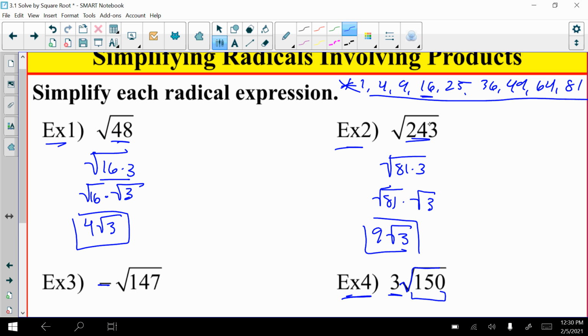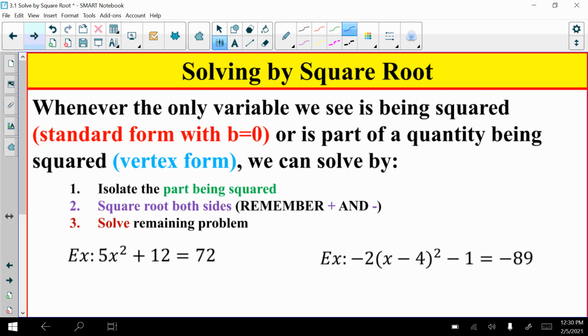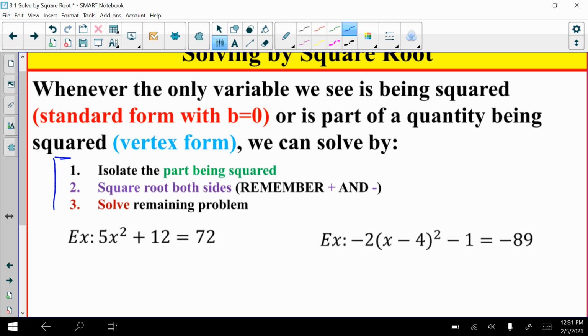That's really the goal. All right, now that we know how to do that, let's go back to solving with square roots, because that's the point of this video, right? We want to be able to solve a quadratic equation by taking a square root. So I know there's a lot of words here. I'm going to direct your attention to these steps right here. Here's the steps that we're going to go by to solve something using a square root.